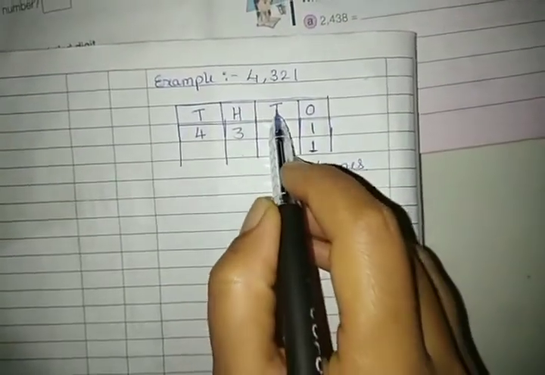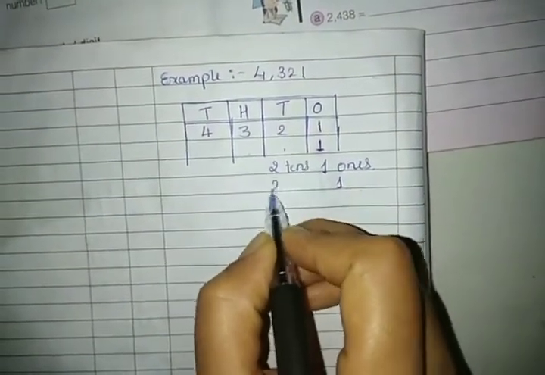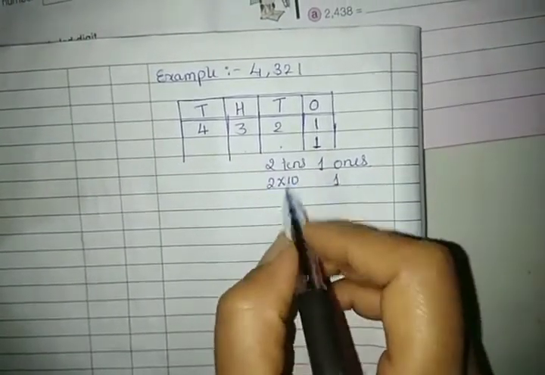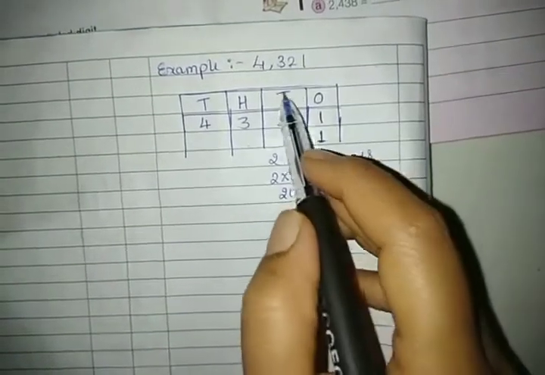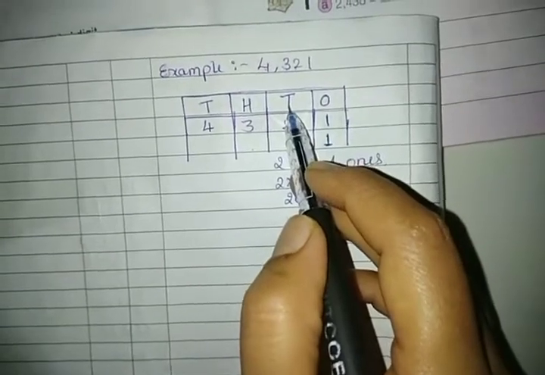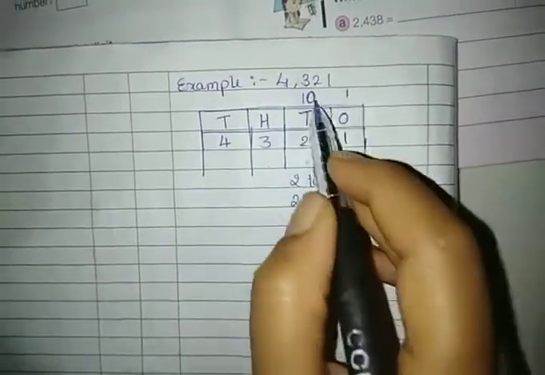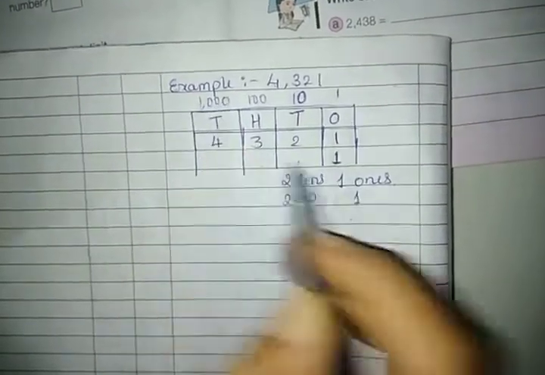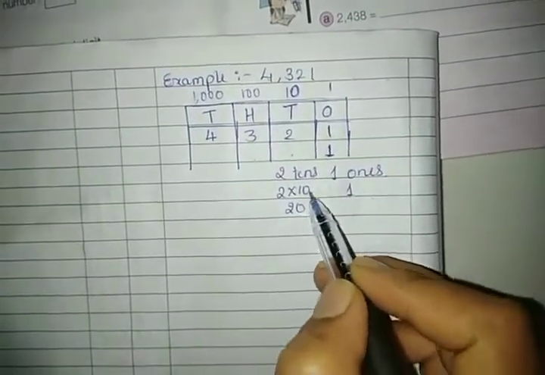This 2 is in tens place now. 2 tens is equal to 2 into 10. Yes, 2 tens is 20. 2 into 10 is 20. Yes, this is tens, and the place value of tens is 10. This is 1, this is 10, 100, and this one is thousand place. So we need to multiply the number by 10.